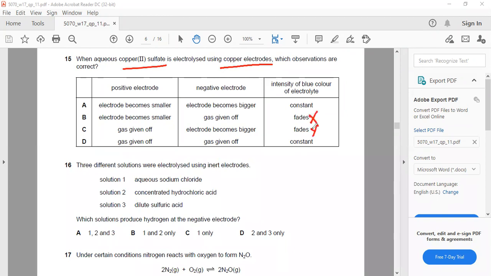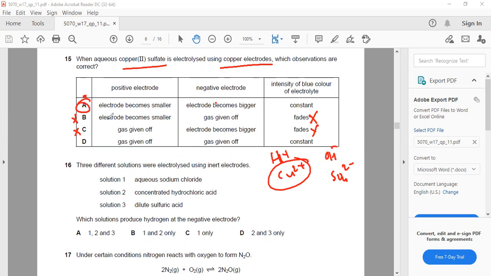So B and C are wrong. A or D is correct. So you know these are the ions: H plus, Cu2 plus, OH minus, sulfate. Copper ion is preferentially discharged because copper is below hydrogen in the reactivity series. So the negative electrode becomes bigger. So A is the answer.